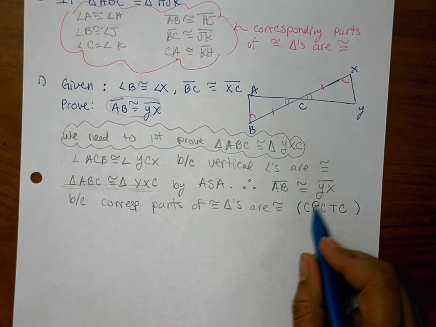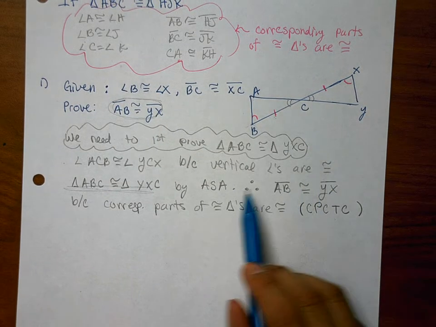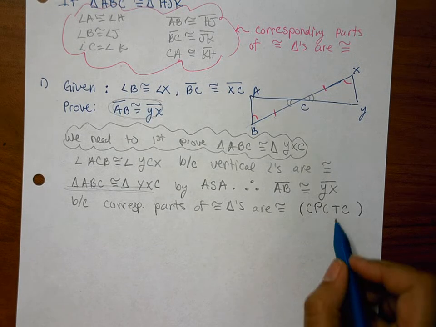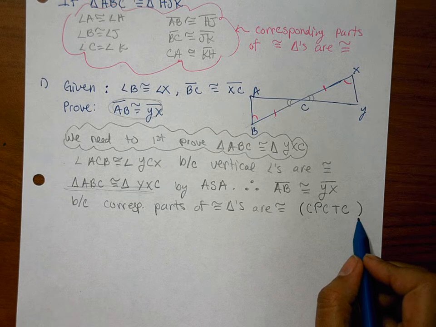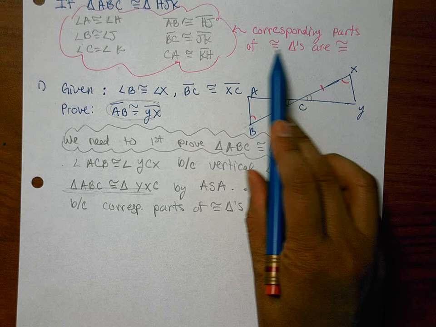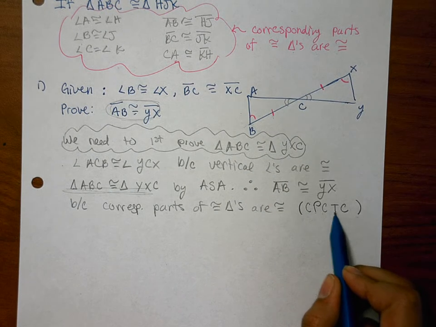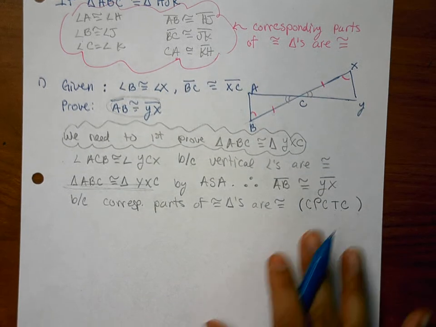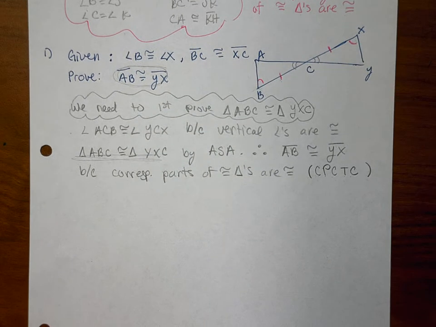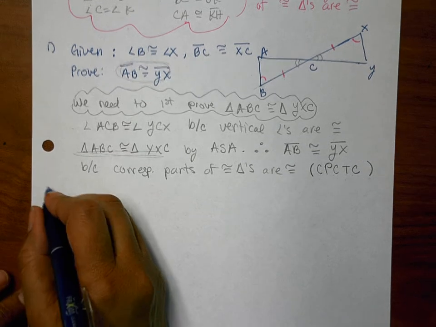But on state tests or even our own quizzes and tests in this classroom, you'll see this sometimes, like on a multiple choice. It'll say fill in the blanks with the proof, or somewhere along there you'll have a multiple choice, and it'll say CPCTC. You should know that stands for corresponding parts of congruent triangles are congruent. All right, but again, we don't write that. We see it, we know what it means, and that's it.